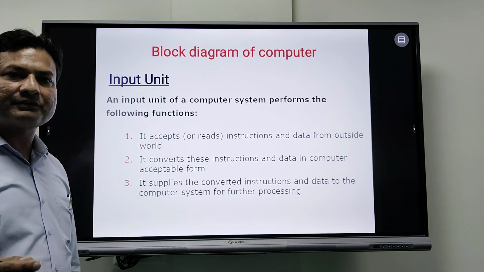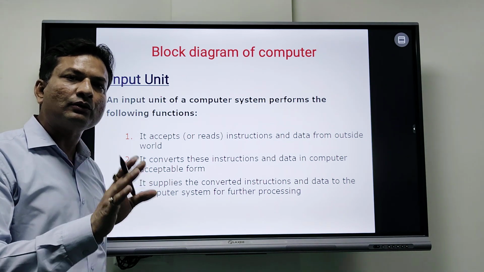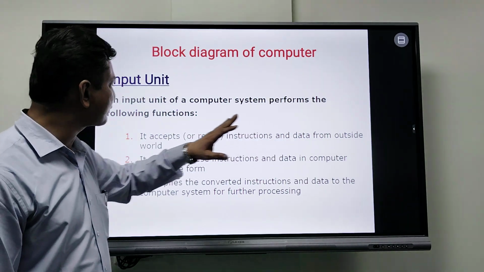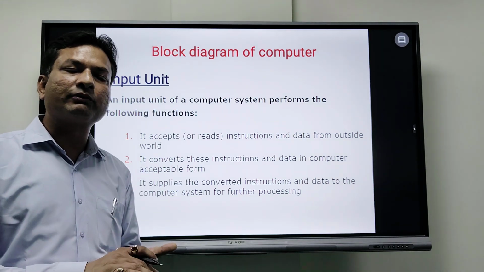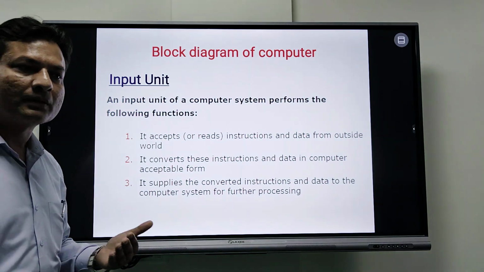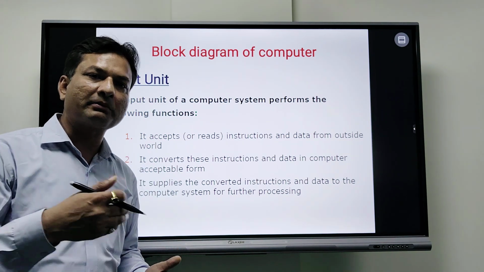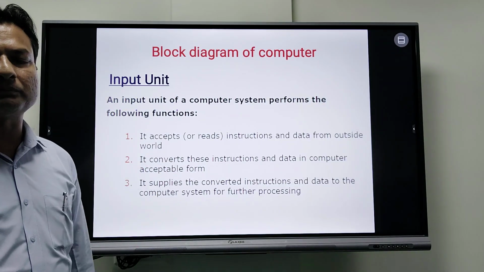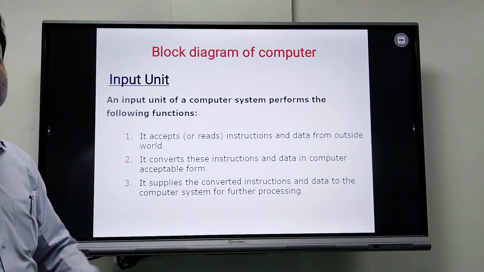So input devices receive input from the user, and that input is in the format which is readable to machine. So first step is it accepts instructions and data from outside world. Second one is convert that input and data into machine readable form, as that input has to be moved inside the machine, that is computer system. So before inputting that data and information to the machine, it has to be converted into the machine readable form. So second step is it converts these instructions and data in computer readable form. And third one is it supplies the converted instructions and data to the computer system for further processing.